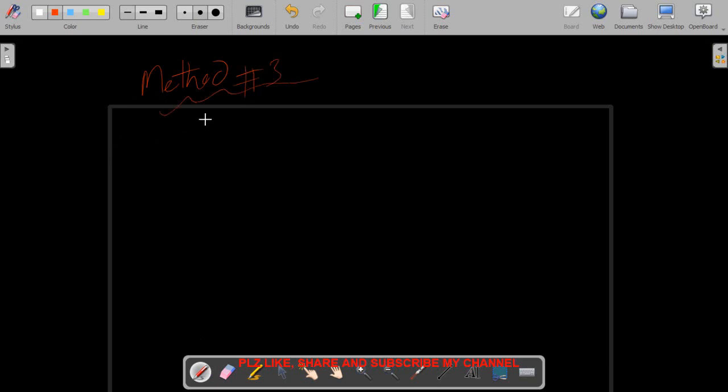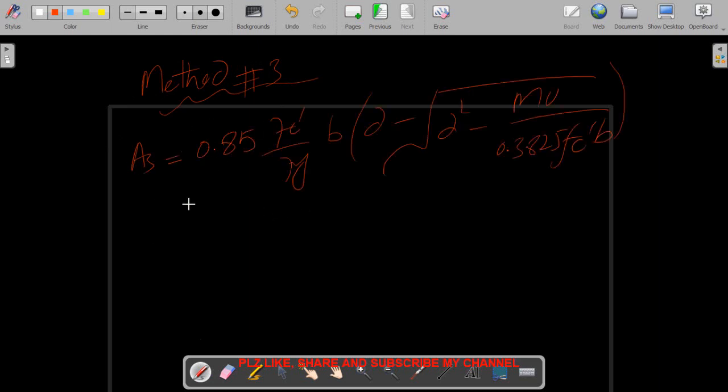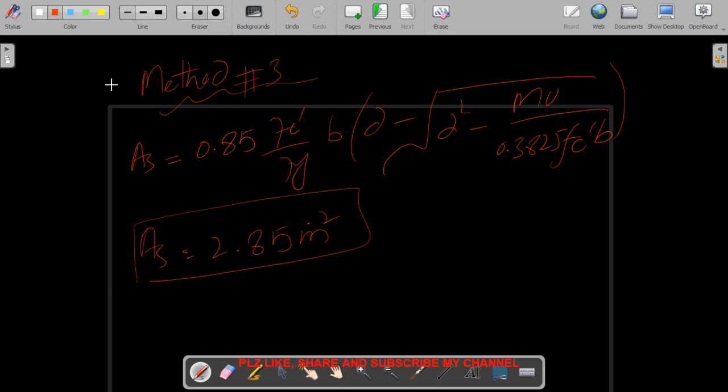Here I'm using the direct method. My area of steel is 0.8, so this equation directly gives me 2.85. It will directly give me this area of steel. So this is the easiest equation. You don't need trial and error. You just put all the values correctly, use your calculator correctly, and you will find the exact amount of steel.